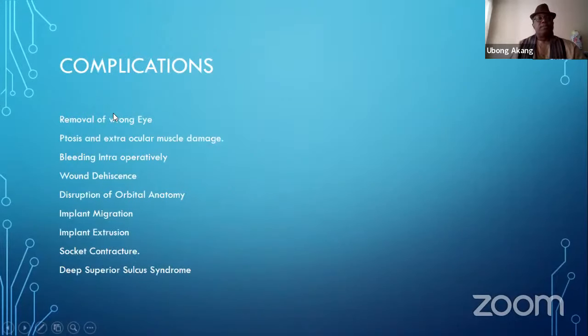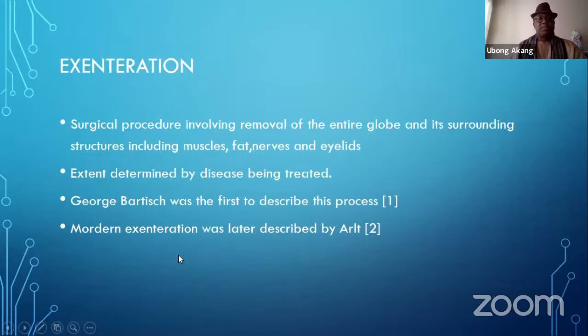Okay, so complications. You can remove the wrong eye, so you always make sure that you keep cross-checking your eyes. Ptosis and extraocular muscle damage can happen, bleeding intraoperatively, wound dehiscence post-op, disruption of orbital anatomy because of a lot of manipulations, implant migration, extrusion, socket contraction in the long run, and deep sulcus deformity, as we mentioned earlier on.